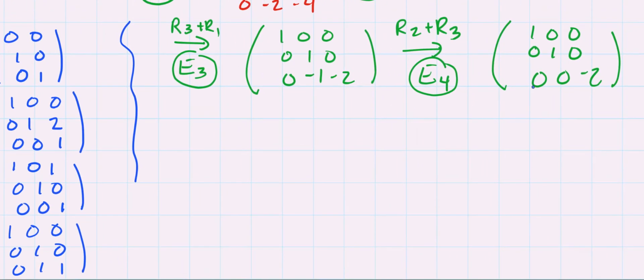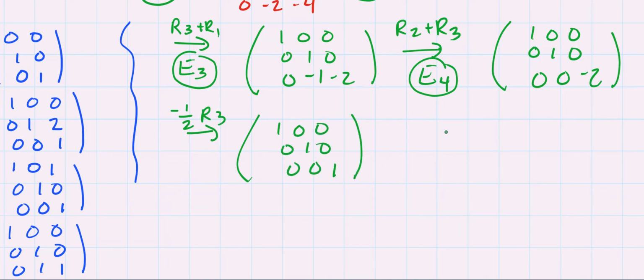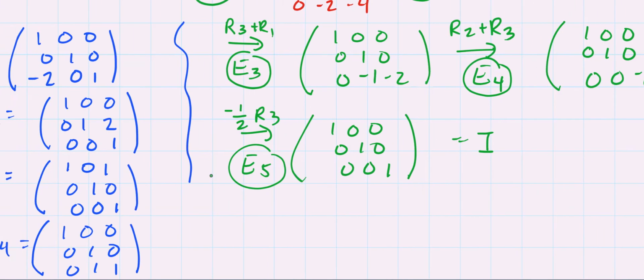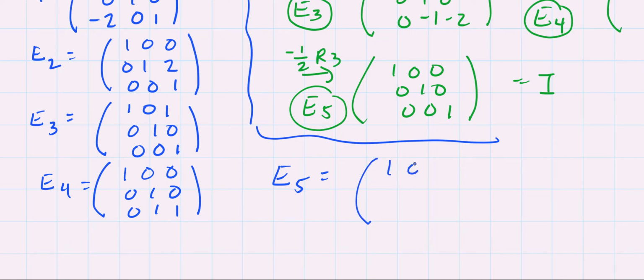And then our last step would be just to make this a 1. So we're going to divide by a negative 2. So negative 1/2 times row 3 will give us the identity matrix. And so this will be E sub 5. And we're going to write E sub 5 right here: 1, 0, 0, 0, 1, 0, 0, 0, negative 1/2.